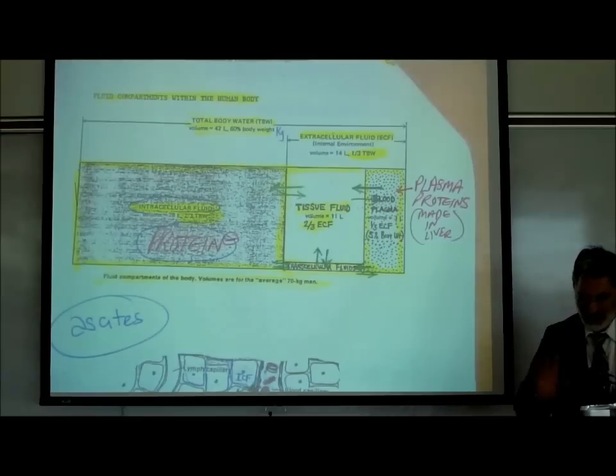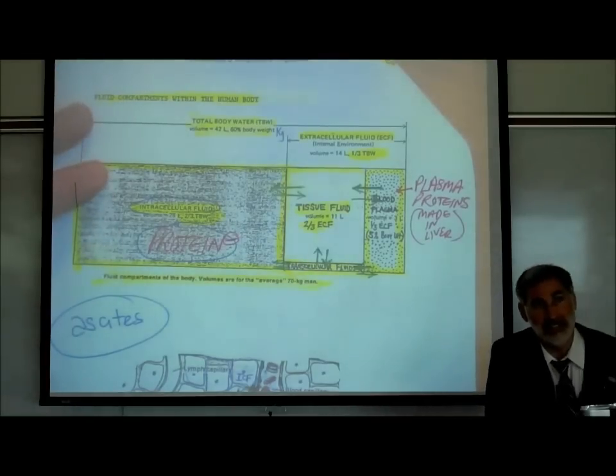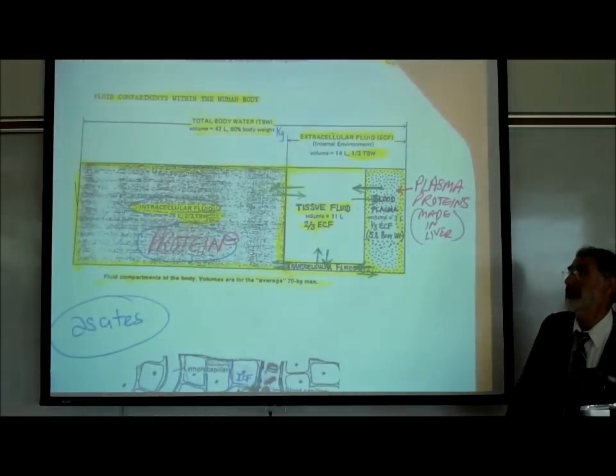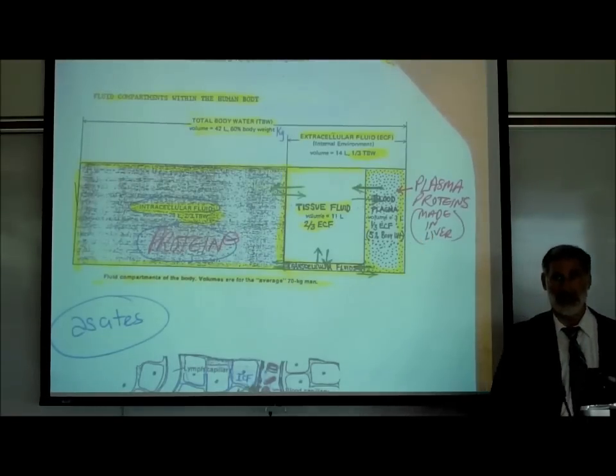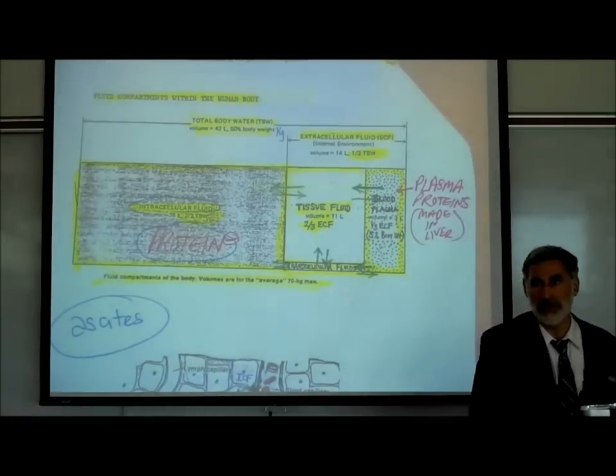Should we know that? Yes, you should. This is why we're going to see in the future that when somebody has liver disease, their plasma protein levels drop, because these proteins are largely made by their liver.